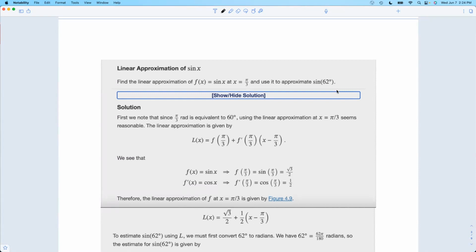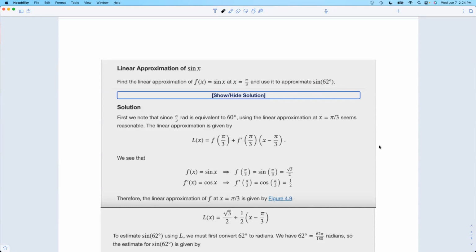Degrees are made up units. Degrees don't really exist. The universe knows nothing about degrees. We made them up. The universe thinks in radians. So at some point, I'm going to have to convert that guy to radians. Now, if I want to use linear approximation, I want some nearby angle, something close to 62 degrees that's a value I know, a sine value I know.